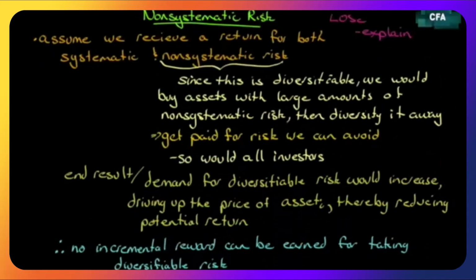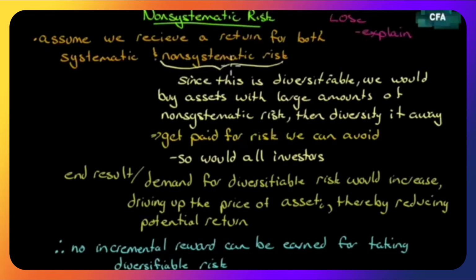So now that we understand where systematic and non-systematic risk sits in the variance of a particular asset, let's start prepping for our next learning objective. Let's assume we receive a return for both systematic and non-systematic risk, because that's how we get our return. It's a function of the risk we're willing to take on. If we take an equity, we take the total risk. It has both systematic and non-systematic components. Let's assume for right now that we're going to get paid for total risk.